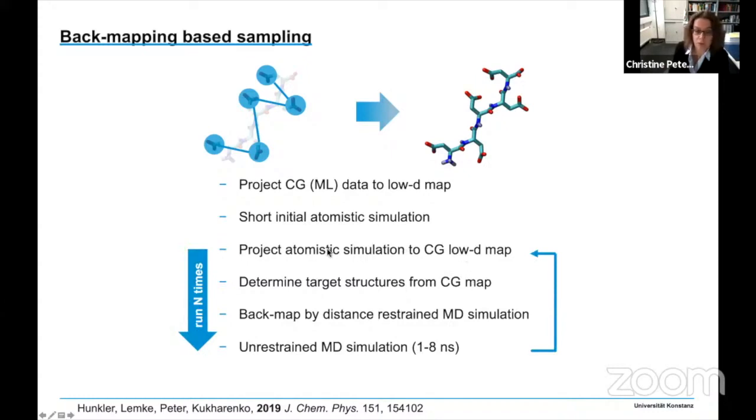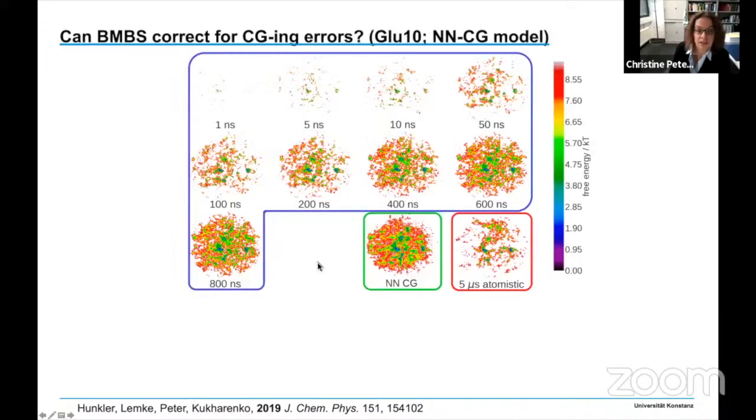So we do this for as many atomistic simulation snippets as we want. Here you see data for our glutamic acid 10 system and our neural network-based coarse-grained model. So here you see the neural network coarse-grained map. As a reference, the original 5 microsecond atomistic map that we had seen previously. And here you see the development of the backmapping based sampling map depending on the length of the individual atomistic run. So up to its 100 independent atomistic runs, up to 800 nanoseconds, so 8 nanoseconds a run.